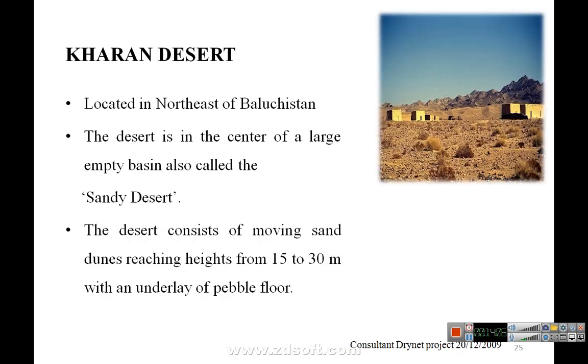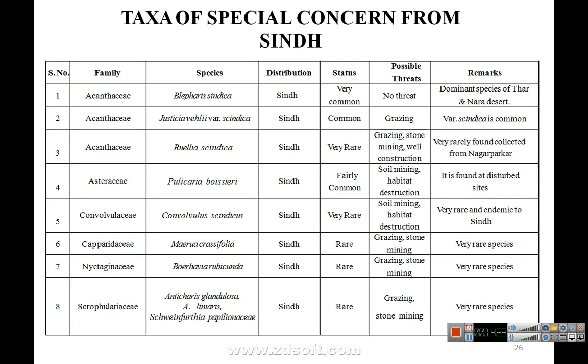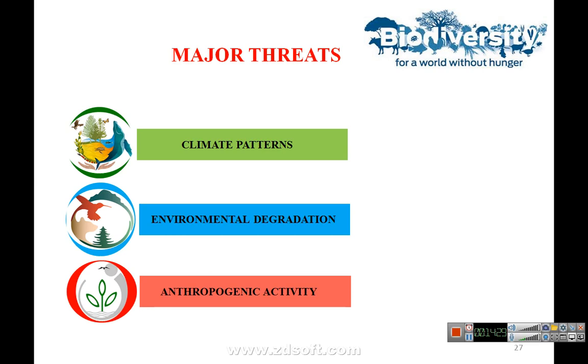Kharan Desert, located in the northeast of Balochistan. The desert is in the center of a large empty basin, also called the Sandy Desert. The desert consists of moving sand dunes reaching heights from 15 to 30 meters with an underlay of pebble floor. Taxa of special concern from Sindh. You may also see it by pausing the video.